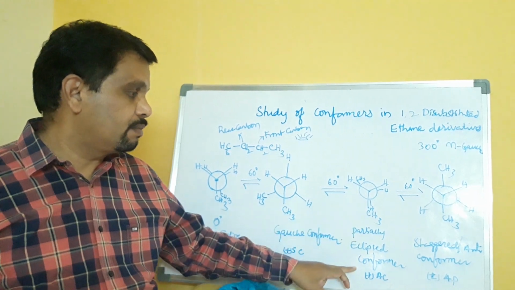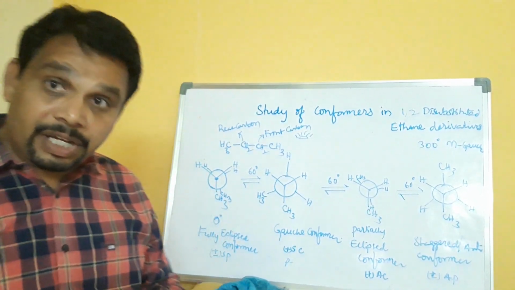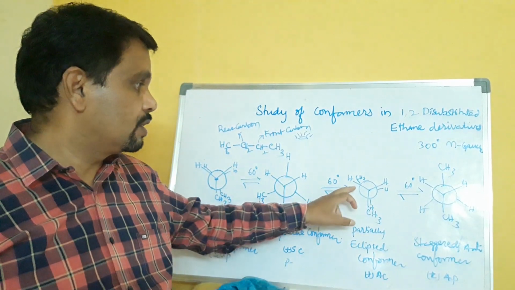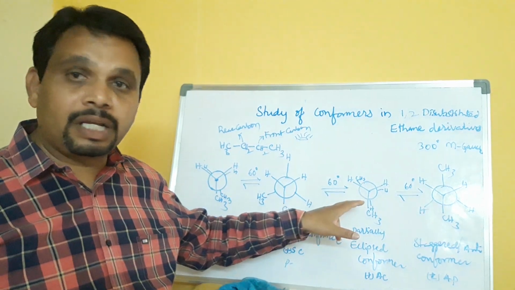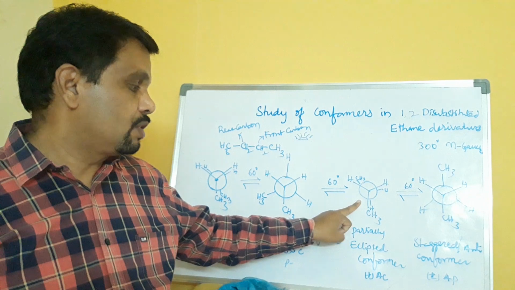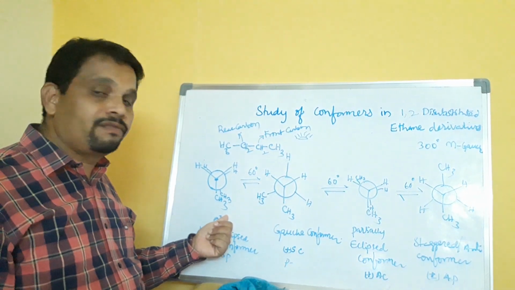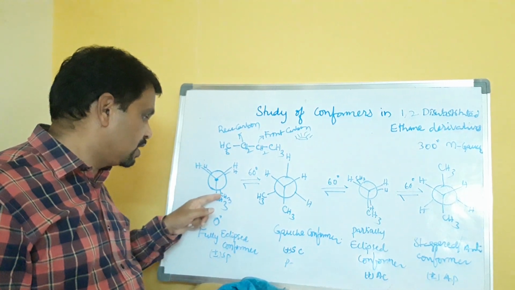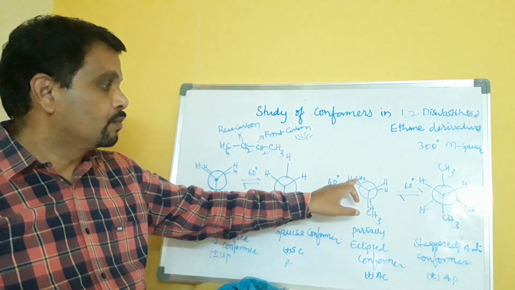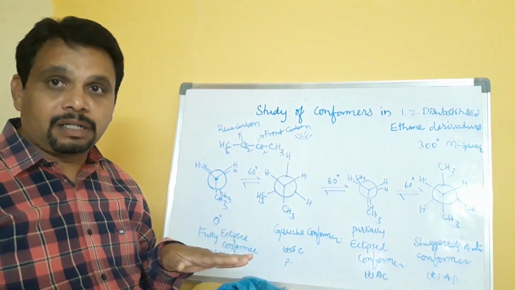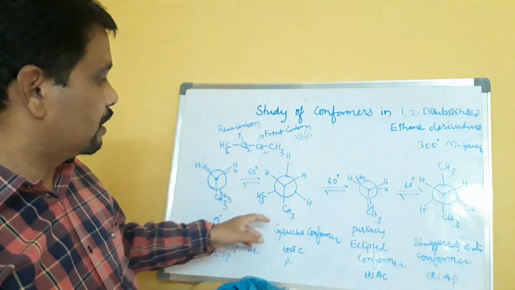So what about the partially eclipsed conformer? It also has eclipsed strain and steric hindrance, and van der Waals repulsions are there between CH3 and hydrogen. All these are present in this partially eclipsed conformer. If you compare the fully eclipsed and partially eclipsed conformers, in the fully eclipsed conformer the two CH3 groups are very near to each other. In the partially eclipsed conformer, CH3 and hydrogen have a little lower eclipsed strain than the fully eclipsed one. So the fully eclipsed is the highest in energy, the second is this, and the third is this.